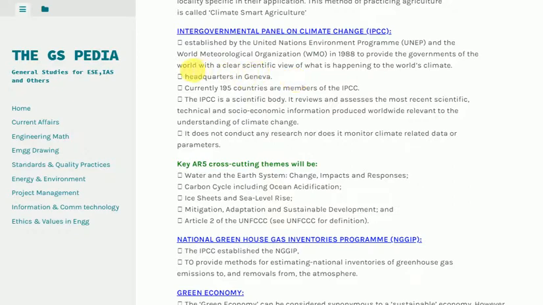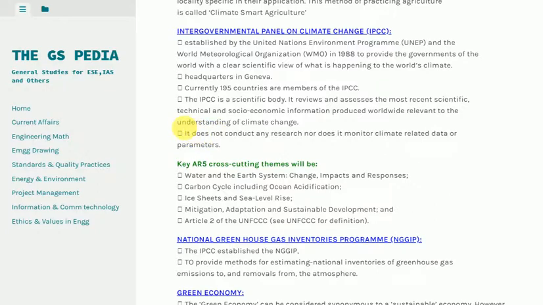The IPCC is a scientific body. It reviews and assesses the most recent scientific, technical and socio-economic information produced worldwide relevant to the understanding of climate change. It does not conduct any research, nor does it monitor climate-related data or parameters.